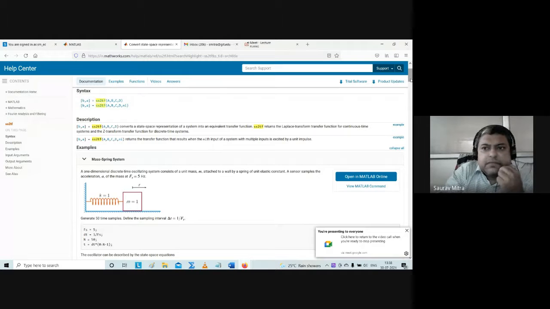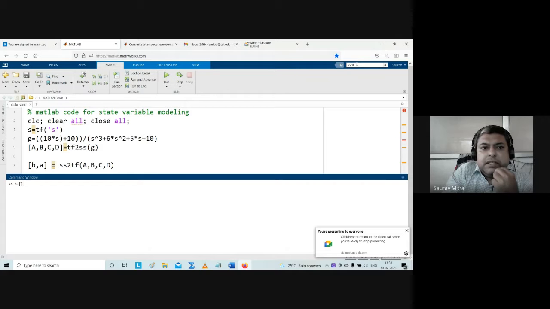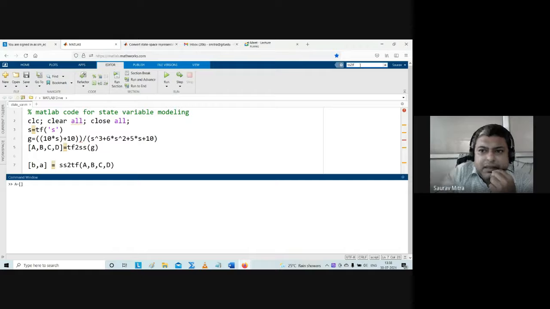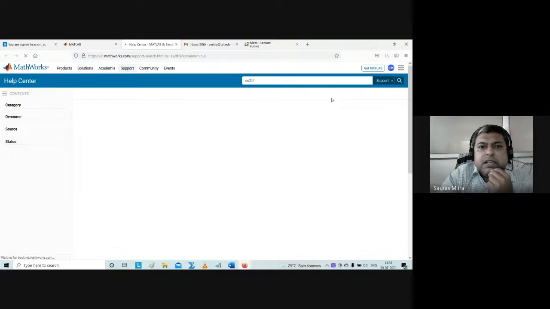So what you do is you first type here. I think it is visible, right? Command window and current folder and all those things. At the top you write SS2TF. My internet is a little slow, so just give me some time, but at your side, if the internet is moving fast, just write ss to tf and enter. And if you do this, what you will find is this kind of window.